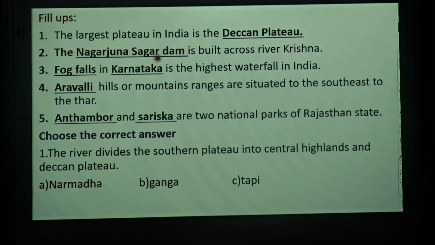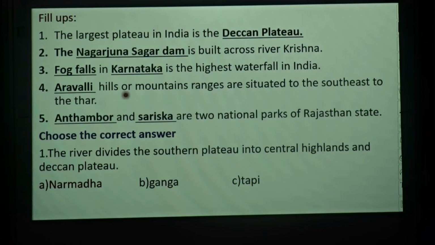The Nagarjuna Sagar Dam is built across the river Krishna. So this is a dam which is built across the river Krishna, and the name of the dam is Nagarjuna Sagar Dam. The next one: Jog Falls in Karnataka is the highest waterfall in India.